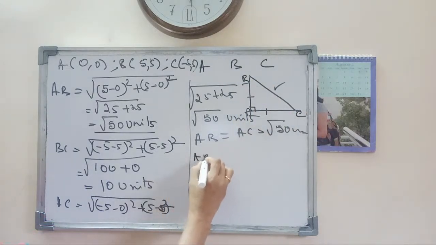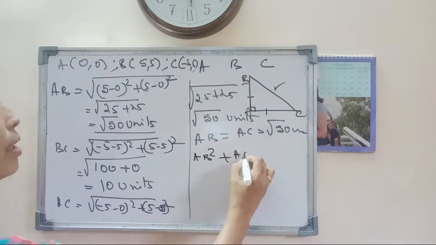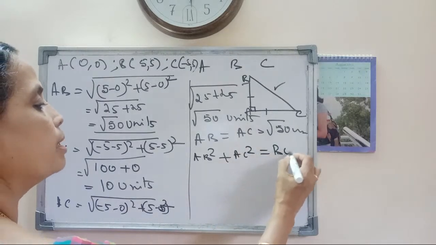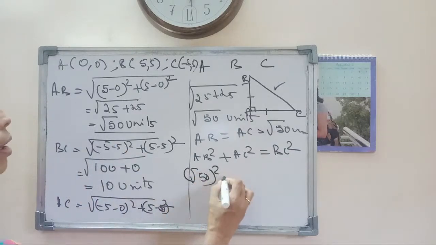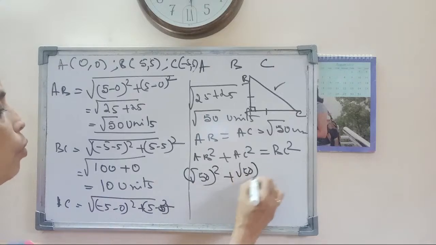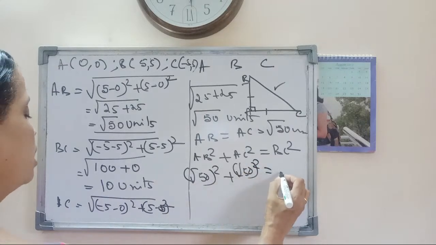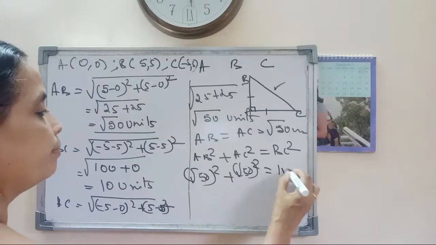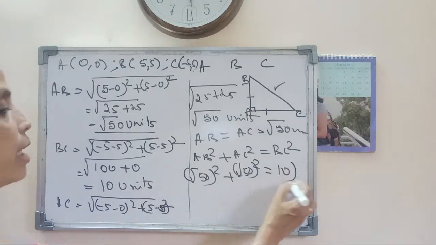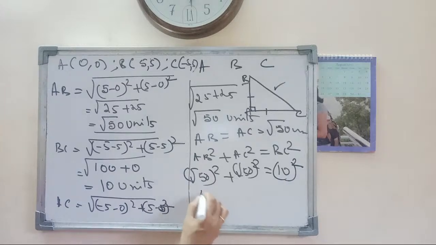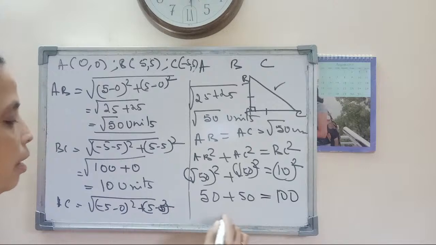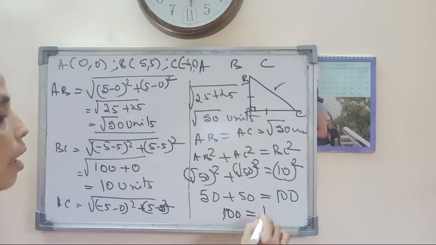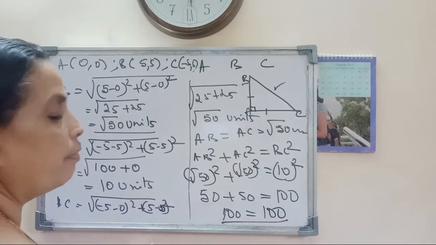Then AB square plus AC square should be equal to BC square. What is AB? It is root 50 whole square. Root 50 whole square equals 50, and BC is 10 units, that is 10 square. So 50 plus 50 equals 100. 100 equals 100. It is verified.